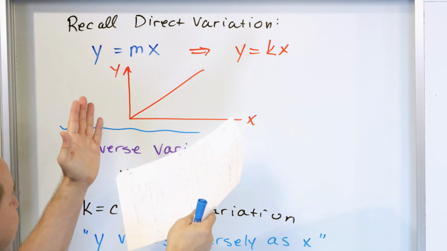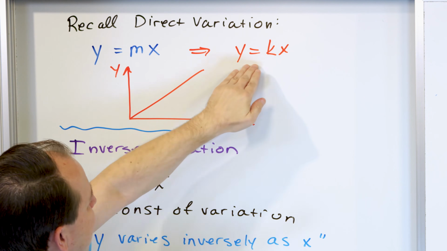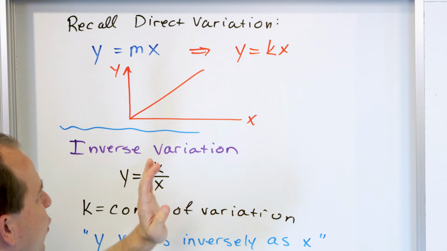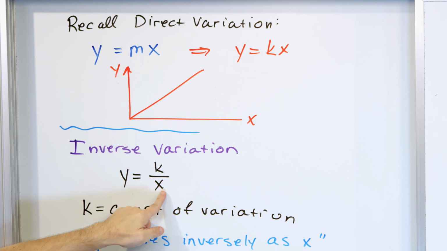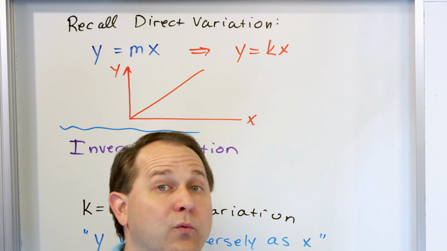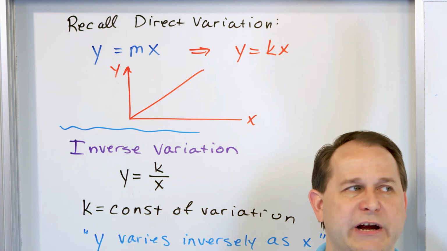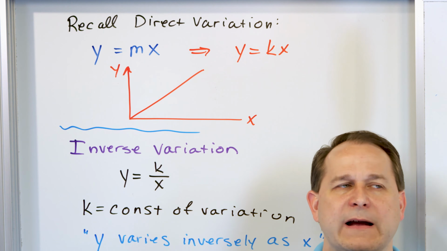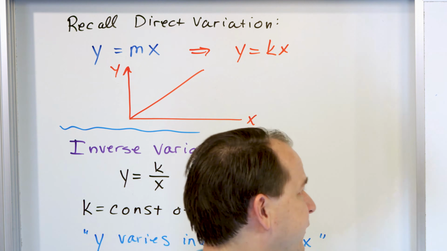So whereas in direct variation, everything is on the same level here, as the x goes up, the y goes up. But for the inverse variation, as the x goes up, the y goes down. As the x goes down, the y goes up. And that's why it's called inversely related to one another. Inversely, you don't use the word proportional. You say they vary inversely with respect to one another.